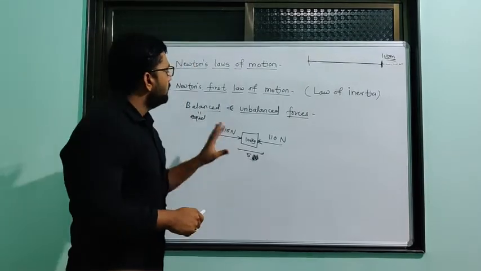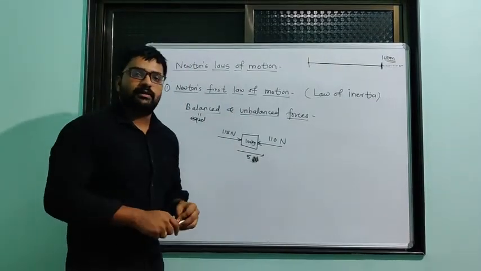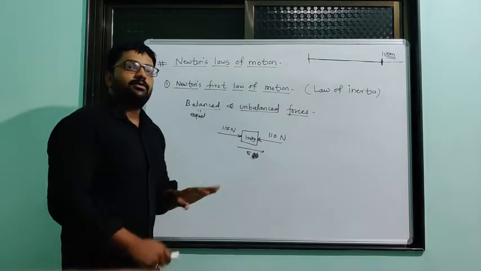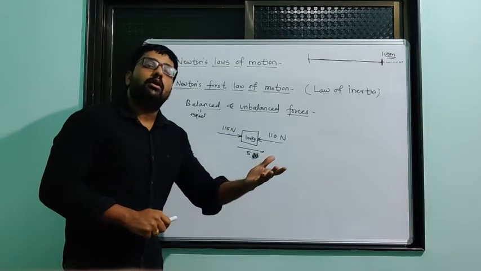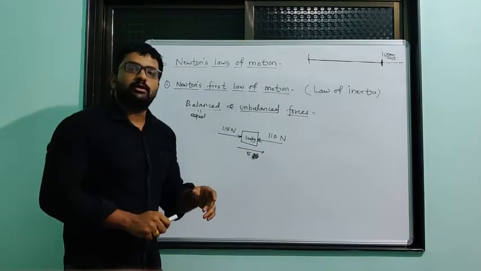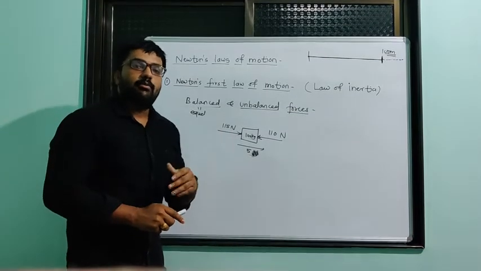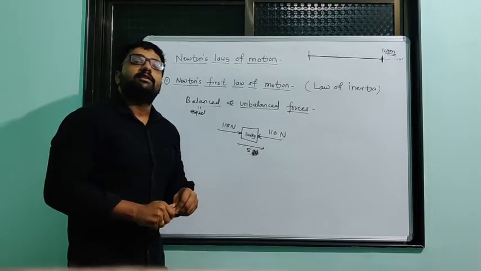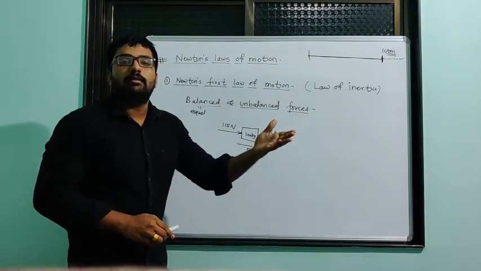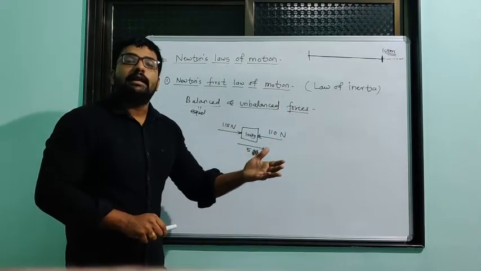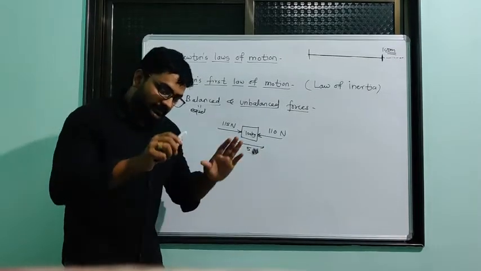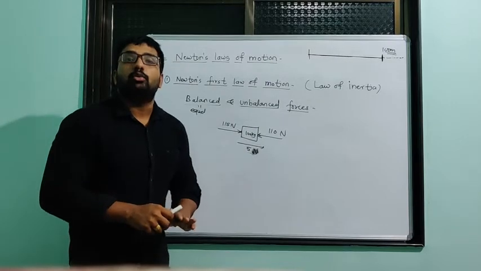And then balanced and unbalanced forces. Balanced means simply equal, and unbalanced means somewhat more. According to Newton's third law, equal and opposite force is applied between every object and another object. So we have to apply somewhat more force on that particular object, and only then can we change its state, whether it is stationary or in motion.